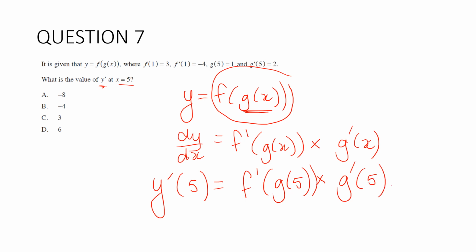All right, we know that part there is 2, and we know g of 5 is 1. So we want f' of 1 times 2. f' of 1 is -4 times 2, which is -8. The answer is A.